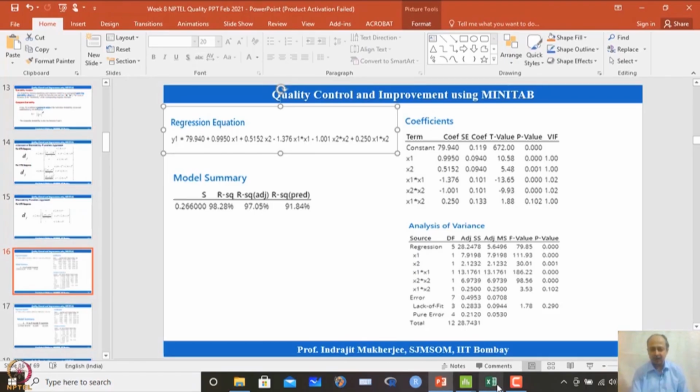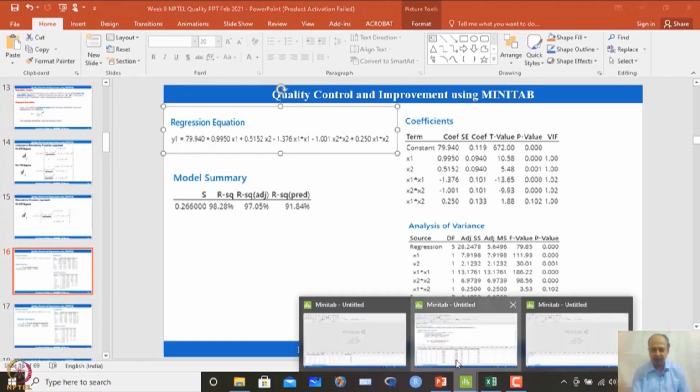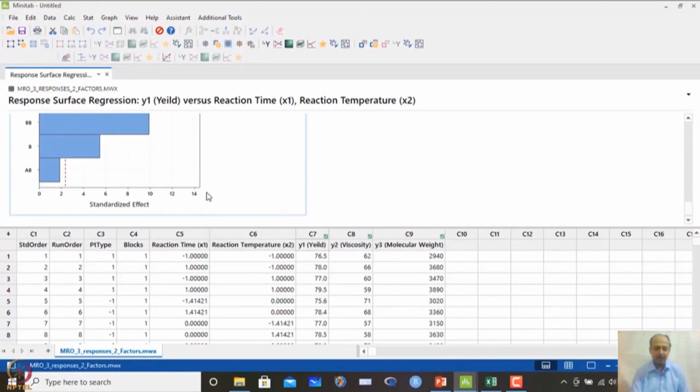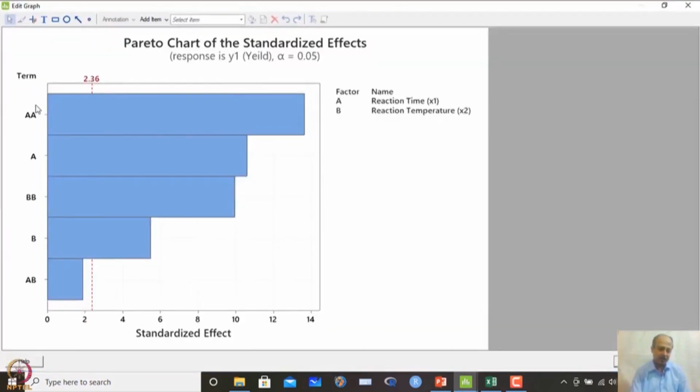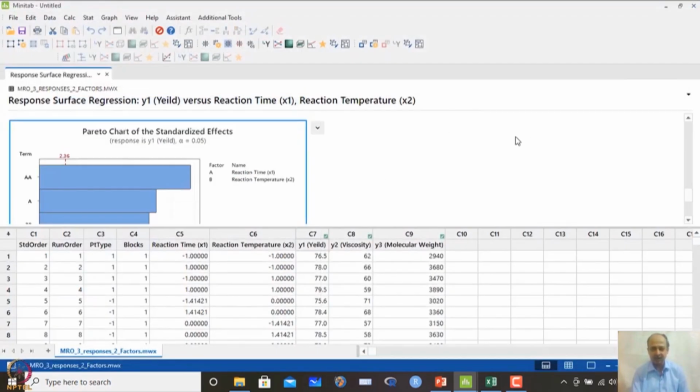So, in that case also the Pareto plot will show you which is important, which is not. In this case, we can see that the Pareto plot indicates that A square is important, A is important, B square is important, B is important, although maybe not so significant, but we will retain this one because in the book example it is retained like that for the response surface. So, we are retaining this one.